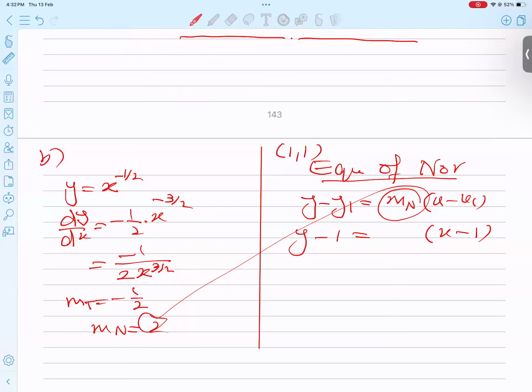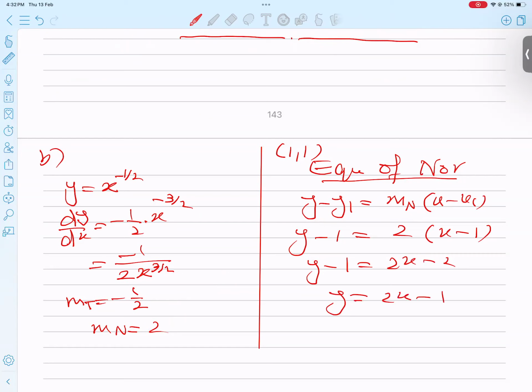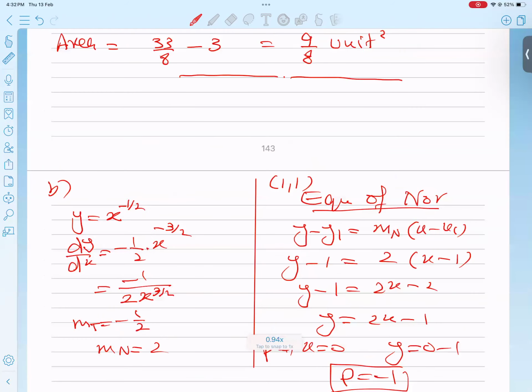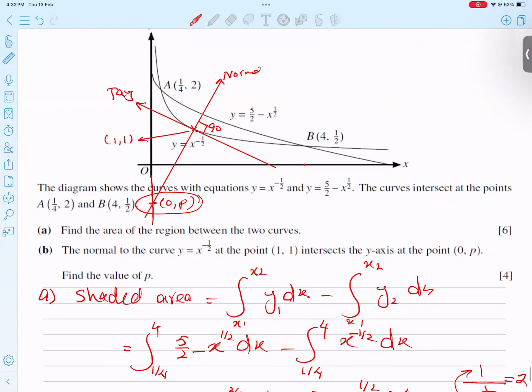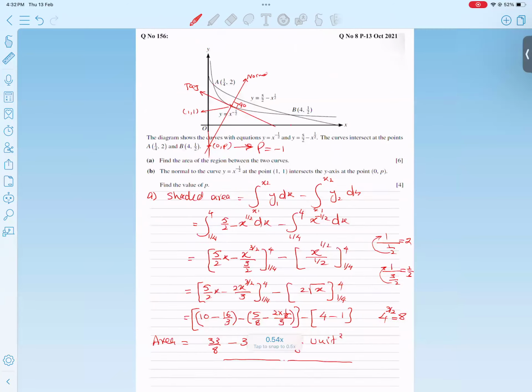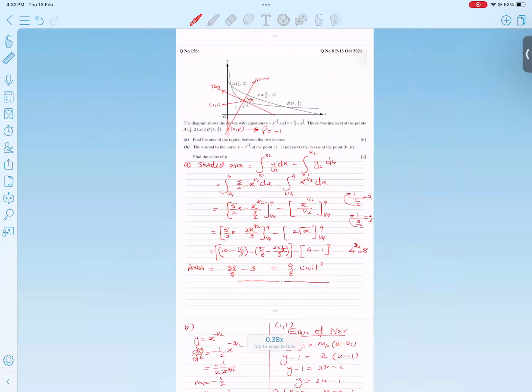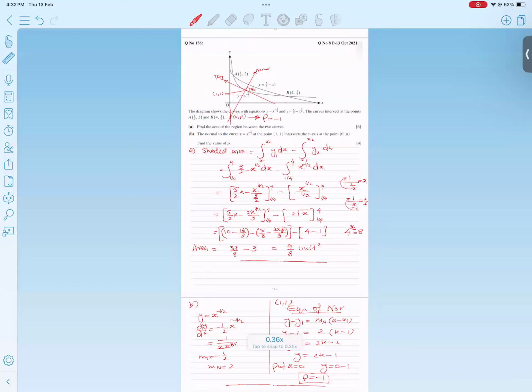So when I plug in here, y minus 1 equals 2x minus 2, and y equals 2x minus 1. I will put x 0 here because he said that. When I plug in 0 here, the p coordinate becomes minus 1. It means where the line cuts the y-axis, the p value is negative 1. The question is completely over. And that's it.